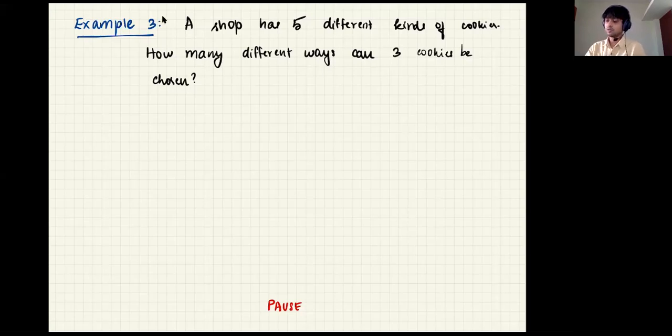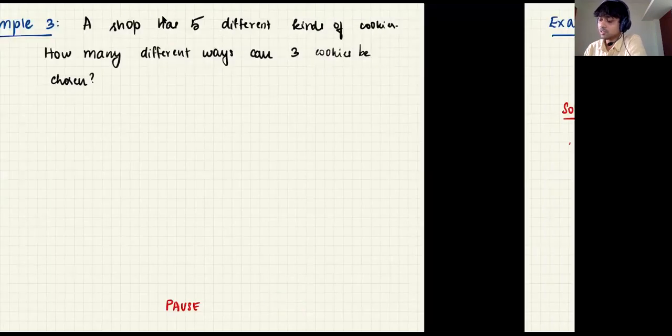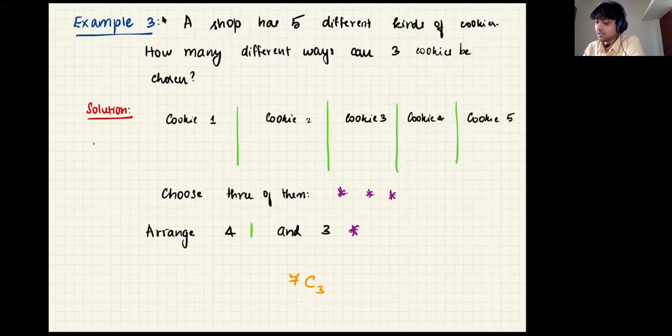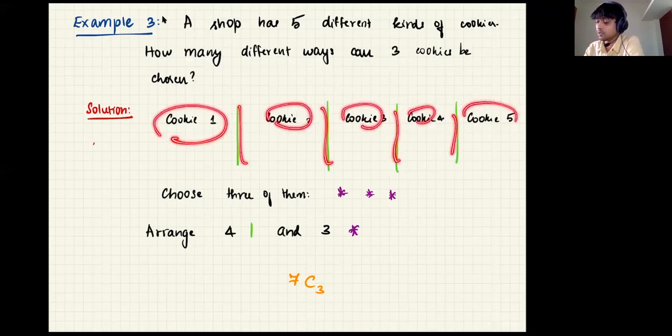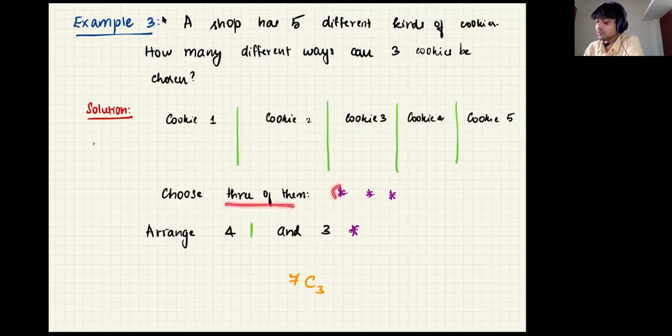Okay, so how do we do this? The shop has 5 different cookies and we want to choose 3 of them. So how are the stars and bars? I will have 4 bars, for cookie 1, cookie 2, cookie 3, cookie 4 and cookie 5. And then we have to choose 3 of them, so I have to distribute these 3 stars in these places. So I have to arrange 4 bars and 3 stars. The number of such strings with 4 bars and 3 stars will be 4 plus 3, 7, and I have to choose 3 positions for the stars. That will give me 7C3.